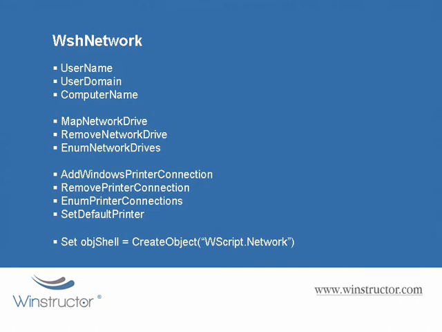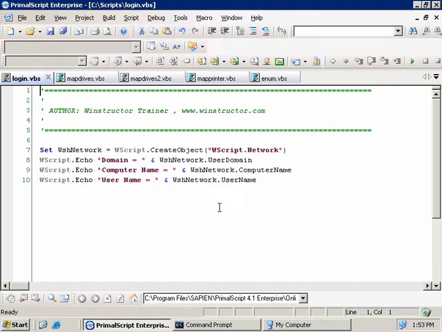And like with the WshShell we saw in the previous video, accessing the WshNetwork is almost exactly the same. We simply need to use Set to create the interface to WScript.Network. Okay, so let's take a look at how we can use the WshNetwork object in our VB scripts.